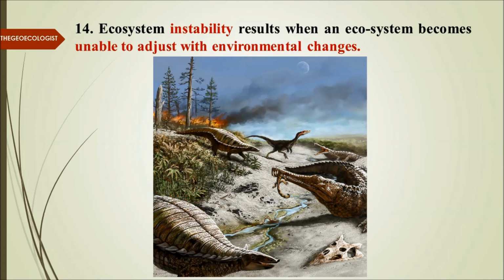Means the exchange of matter and energy, which was naturally distributed in the system, became unstable. It became largely uneven. So that created a problem. That's what the basic principle is, that ecosystem instability results when there is an external environmental change.